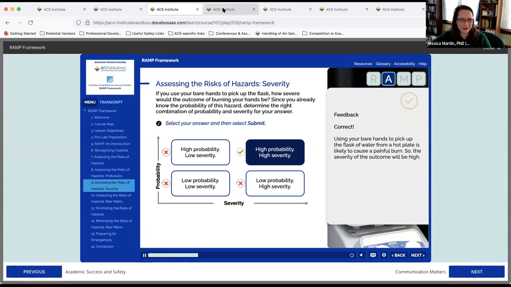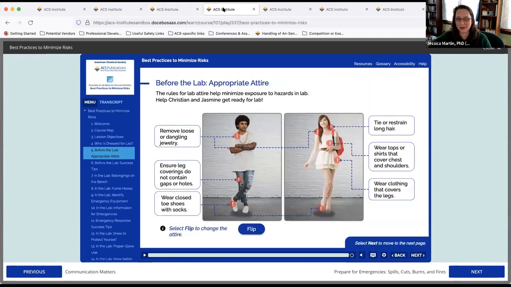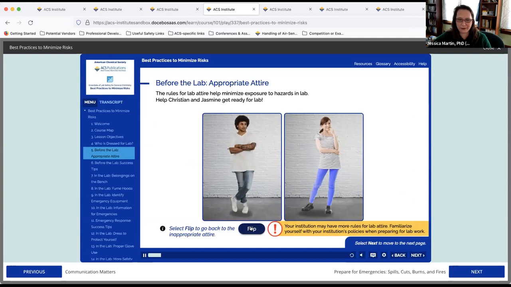They are then prompted through interactivities and videos to explore the best practices to minimize risks in a lab. I will show you some of these examples here. So in this interactivity, learners examine the outfits of students preparing to come to lab and explore what may need to change so that their clothes help to minimize risks they may face in the lab. After they go through this click and reveal activity, they can then flip the images to change the outfits. We also have a note that encourages learners to check the rules for lab attire at their own institutions, as these may vary based on identified risks.